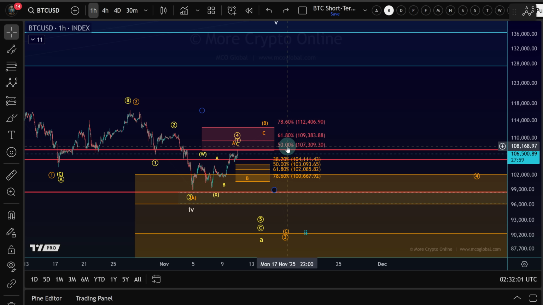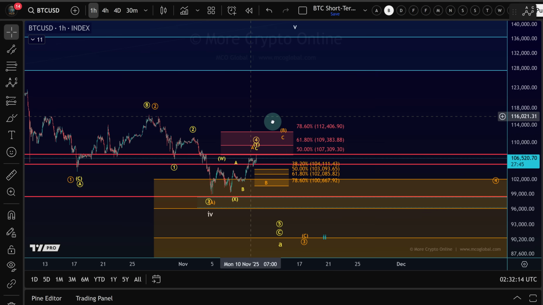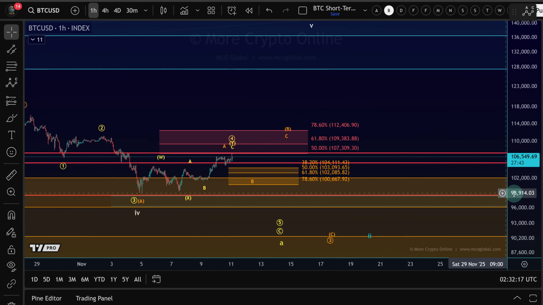It would require a break below 100,667 to indicate a top, and then we're heading to a new move down. Again, that could also be the B wave already. I mean, it's high enough to be a B wave already, because we reached already the 50% retracement.